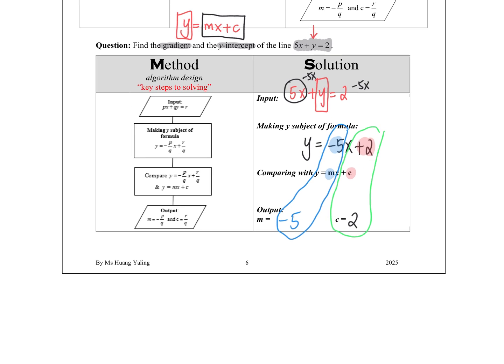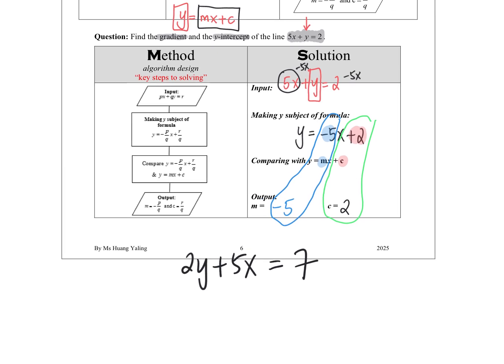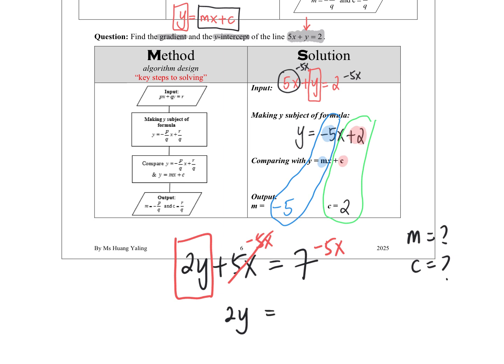Okay, what if my equation is like that? What do I do in the first step? If I want to find the gradient and the y-intercept, what is the first step I need to do? I keep the 2y here. Okay, so I shift the 5x to the other side first. So this one is gone. So maybe I write this one first. Minus 5x plus 7.